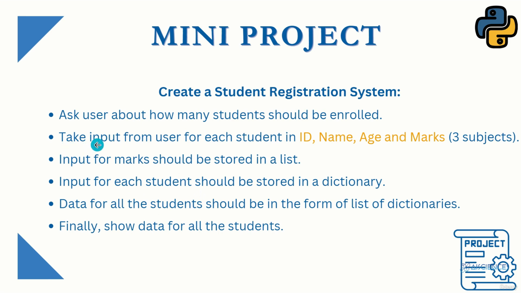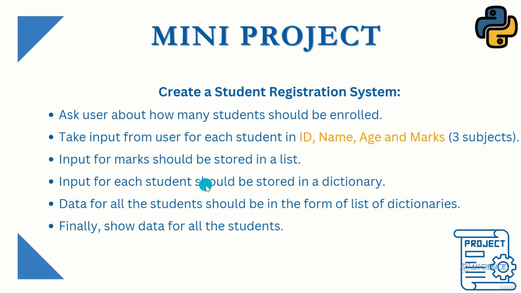Second, which information do we want to receive from the students? So the following information should be entered: student's ID, student's name, student's age, and marks. Marks of 3 subjects. Exactly the same format that we used in the previous video, right? So ID, name, age, and marks. Marks of 3 subjects. And marks should be stored in the form of a list. So ID is going to be probably a string, name is going to be string, age is integer, and marks are going to be a list.